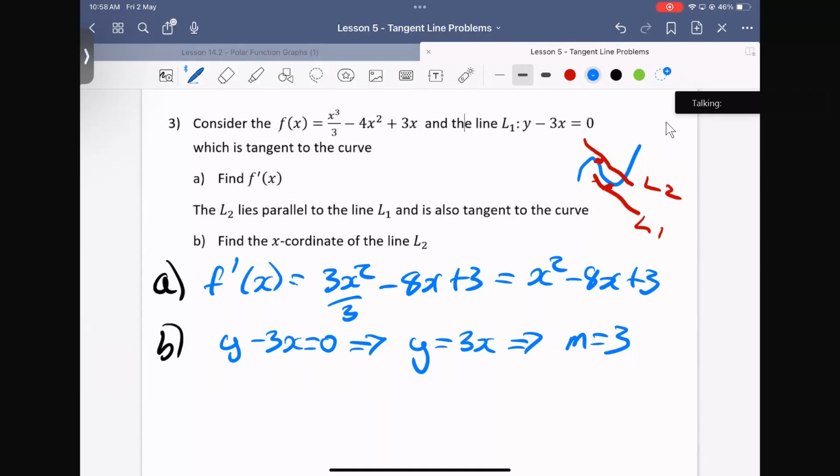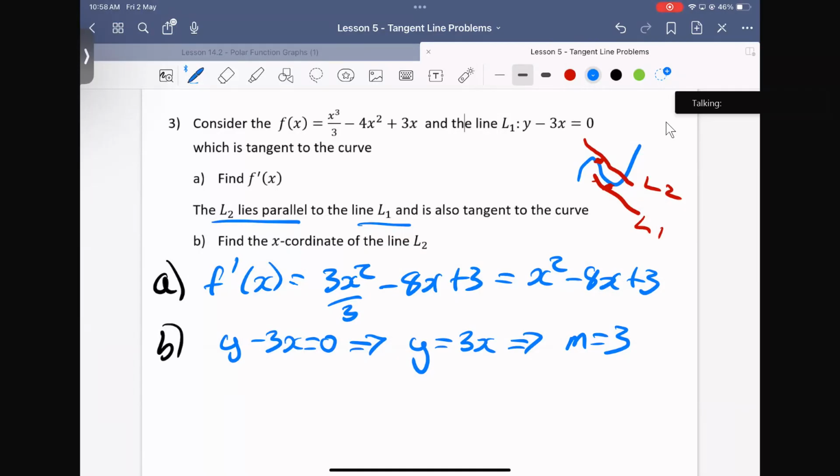We can see here that we can find the gradient on that one, which means the line is going to have a gradient of 3. We're told that line 2 is parallel to line 1. That means they both have to have a gradient of 3. So how can we find the x-coordinate? What else will have this gradient?